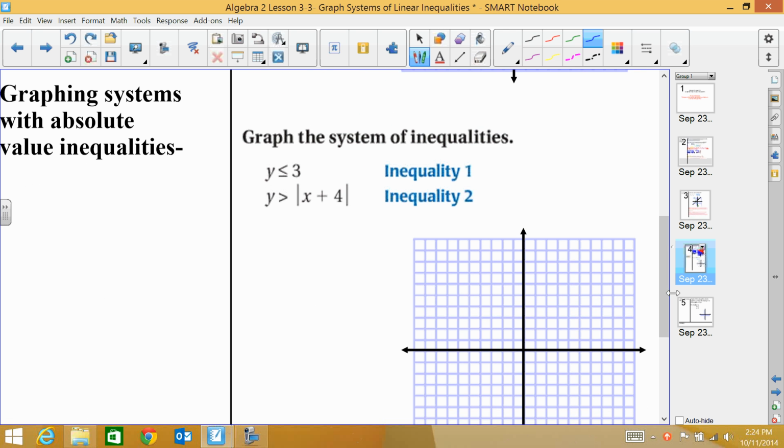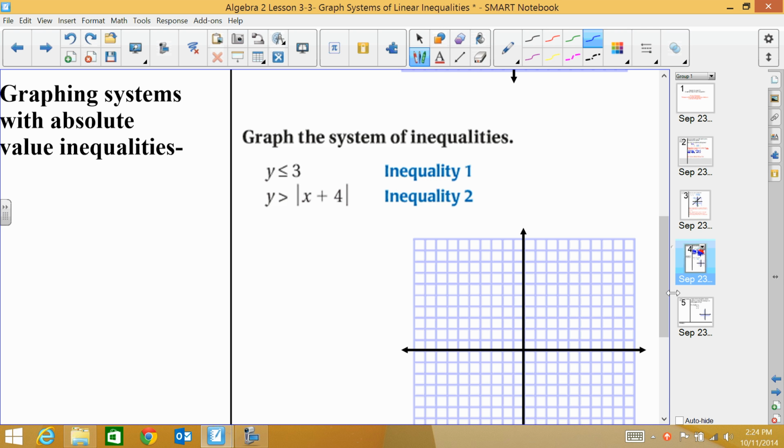Now let's try graphing some systems with absolute value inequalities. Now this is different. Okay, you guys should remember how to graph absolute value equations because we did this in the last chapter. But in case you need a refresher, we're going to do it again.